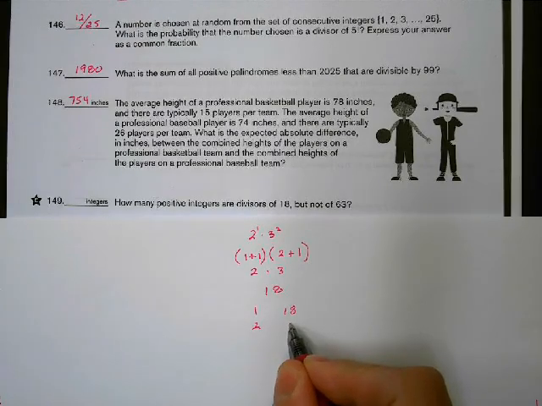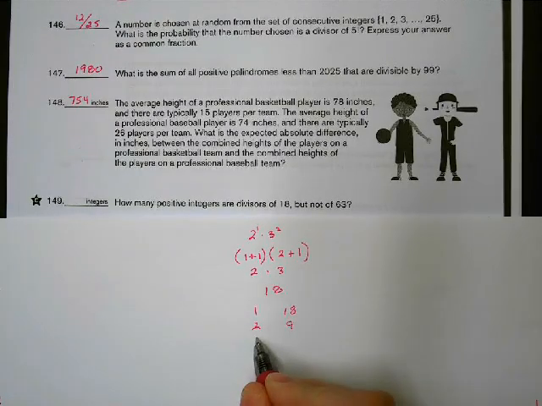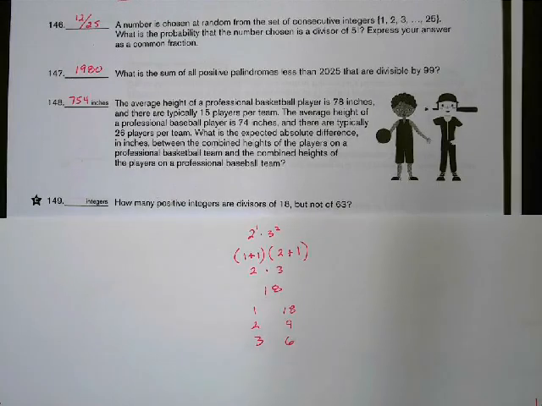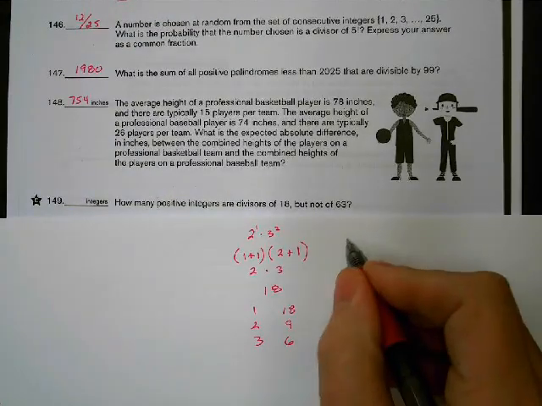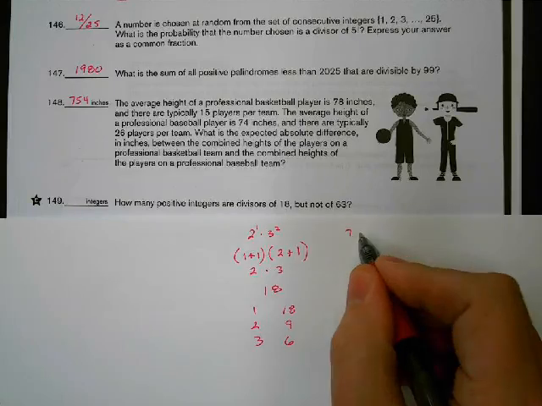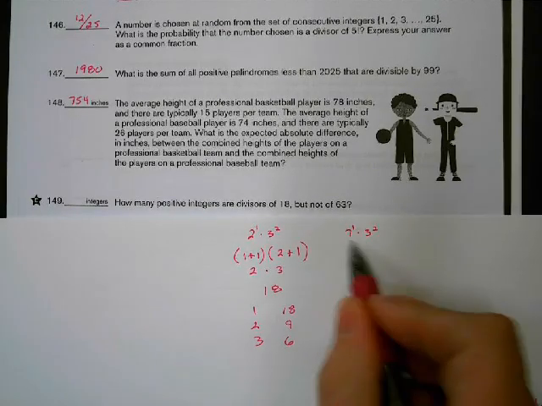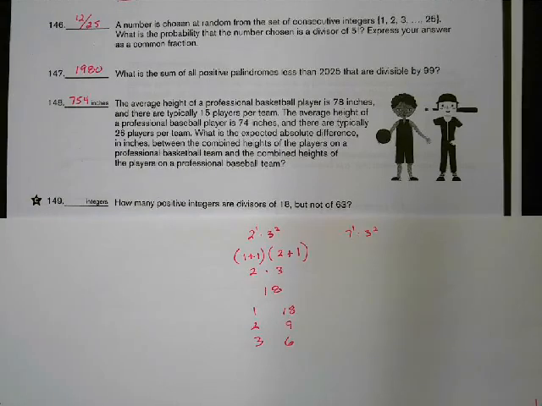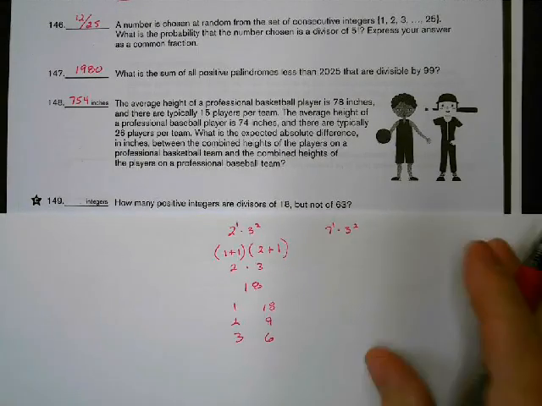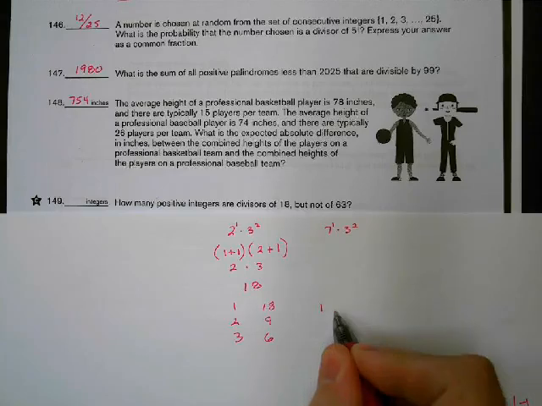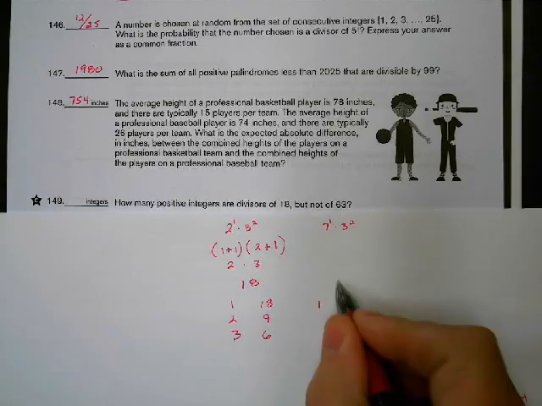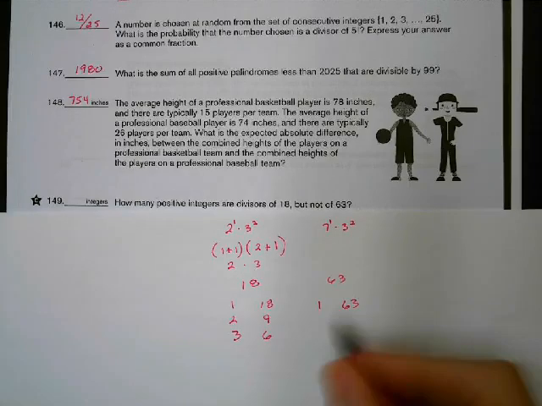For 63, this is 7 times 3 times 3. So again, since it's 7 to the first times 3 to the second, we should also get 6 different divisors. So we've got 1 and 63. 2 doesn't go in there, 3 does. 3 and 21. And then the next one would be 7 and 9.